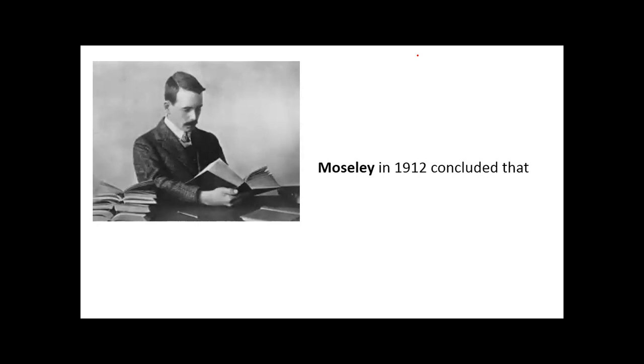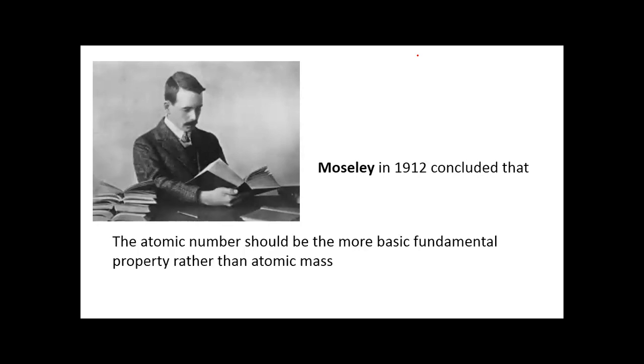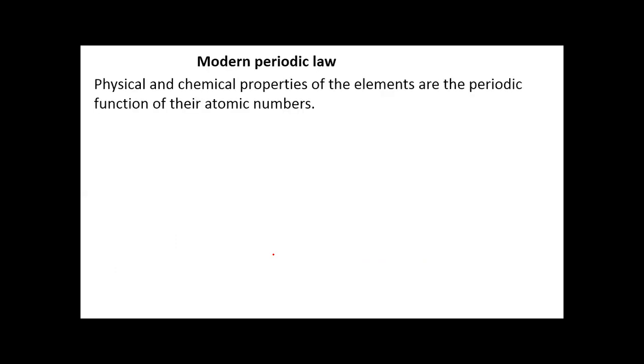Moseley in 1912 concluded that the atomic number should be a more fundamental property rather than atomic mass. On this basis, the modern periodic law is stated. It is as follows: physical and chemical properties of the elements are a periodic function of their atomic number. After that, we are able to understand what is the cause of periodicity.